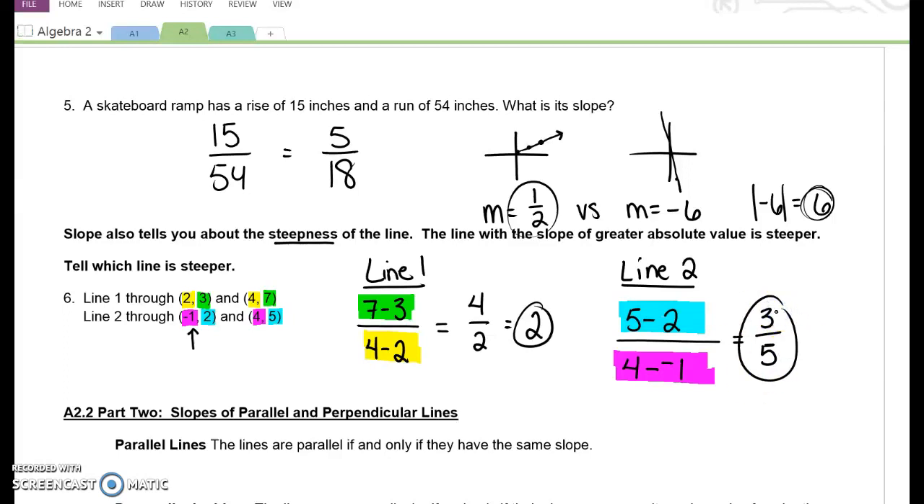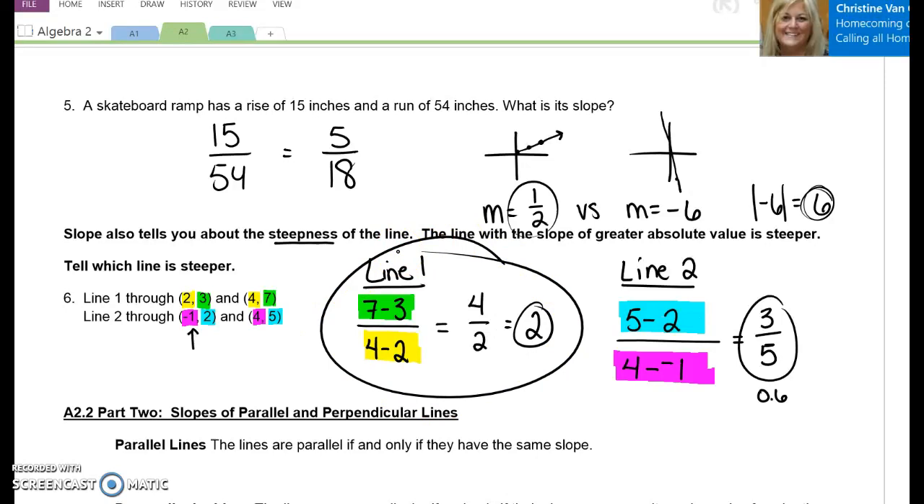And if comparing fractions and whole numbers is difficult for you, do 3 divided by 5 in your calculator. It's 0.6. So which is bigger, 2 or 0.6? 2. So line 1 with a slope of 2 is the steeper line. I don't think you'd quite die on a slope of 2, but it'd be pretty difficult to skateboard up it. It'd be much easier to skateboard up a 3/5 ramp.